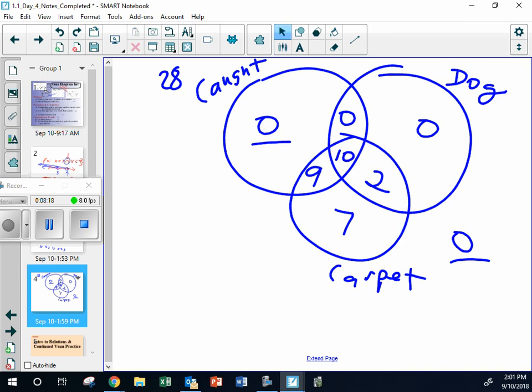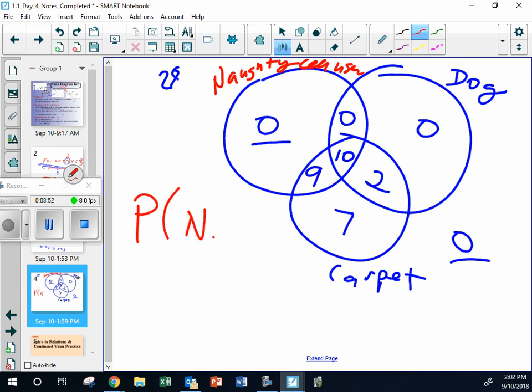That seems about right. So then, first of all, that's a skill. Do you know how to make one of those based on clues? If I had said C for caught, oh man, C for caught versus carpet. Let's say these are N for naughty. Naughty cell user. So that can be an N. So then I go P of N intersect D. Do you know what that would mean?